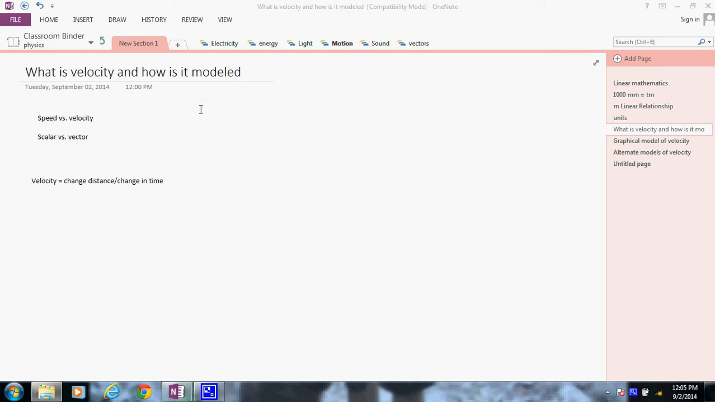Some of this is in review. This is basically our velocity and modeled velocity, how we model it. Some of this will be review from previous videos.